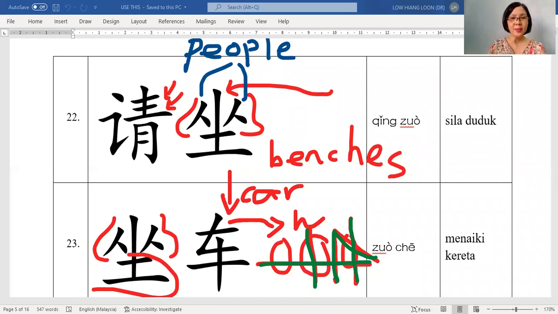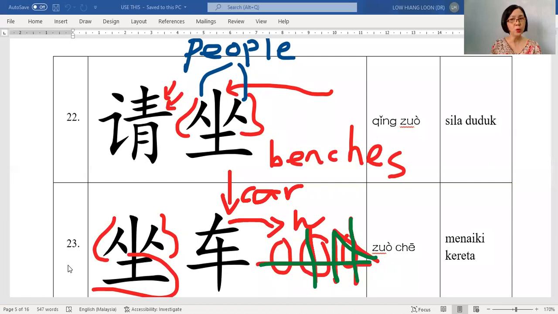Okay, for the 华语3. So now we are on the 22, 请坐. Recognize the 坐. You will see 2 small people here, representing people. And this part is like benches, a place for sitting. So people are sitting. And this part, 2 arrows here, is like your hand. You say, sila, qing. When you see this character, this is please. 请坐, please have a seat.